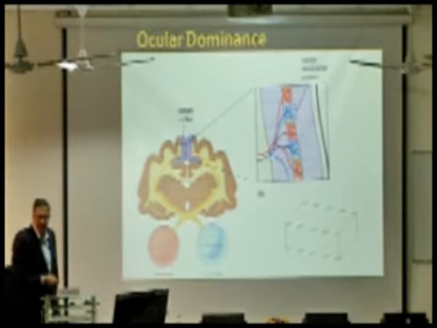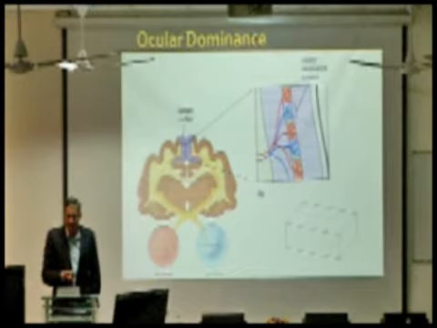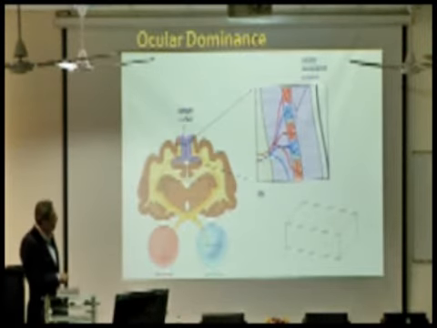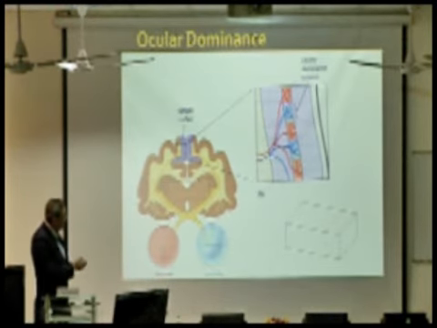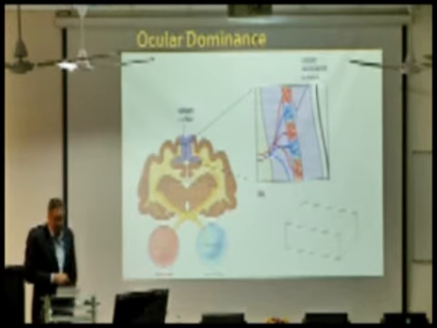But over a period of time, when the activity starts, you find the segregation takes place. And that segregation is basically a competition between the left eye and the right eye, and they become mutually exclusive, such that one portion of the cortex is responsive to one eye, another portion of the cortex is responsive to the other eye, which is essentially called the ocular dominance.